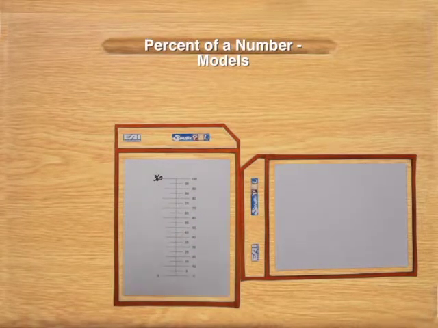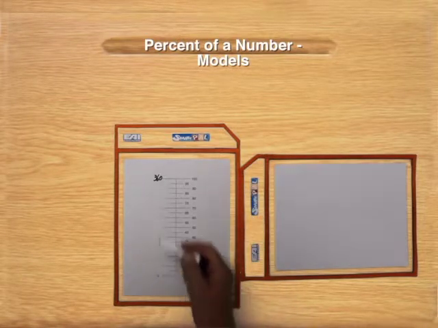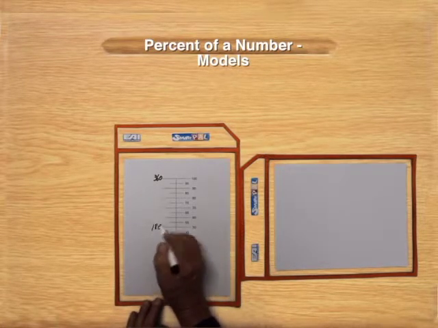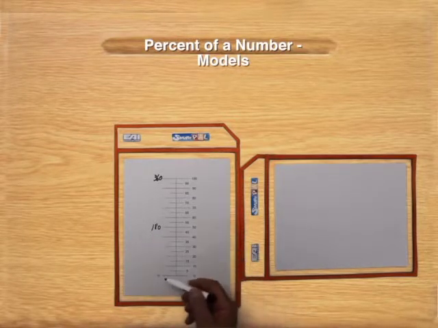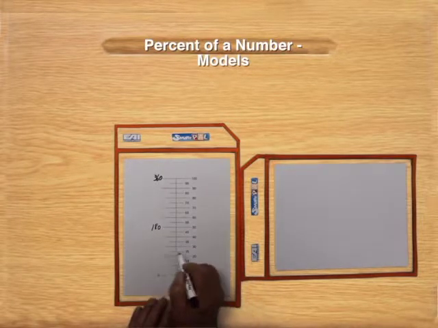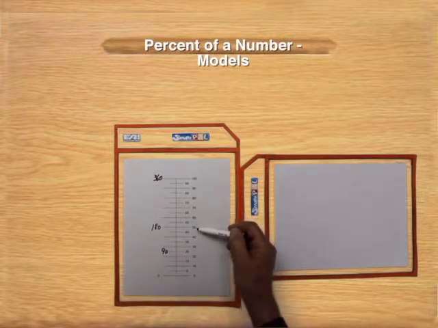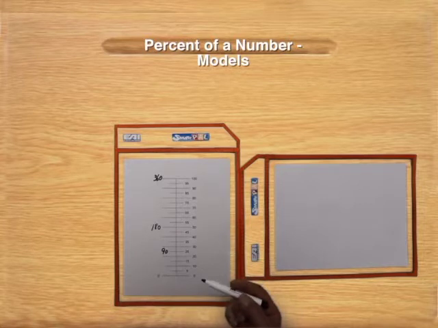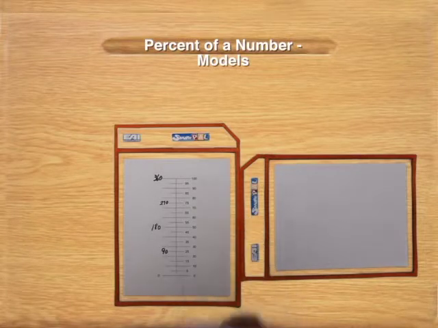So we have 360. Now, halfway between 0 and 100 is 50. Halfway between 0 and 360 is going to be 180. Halfway between 0 and 50 is 25. Halfway between 0 and 180 is 90. So we're going to put 90 opposite 25. Halfway between 50 and 100 is 75. Halfway between 180 and 360 is 270. So we're going to put 270 opposite 75.